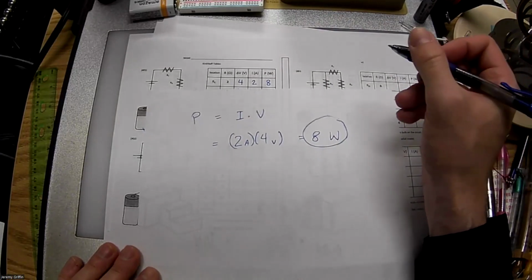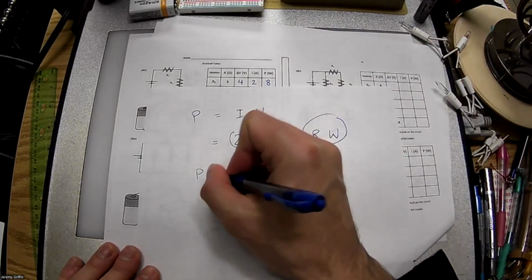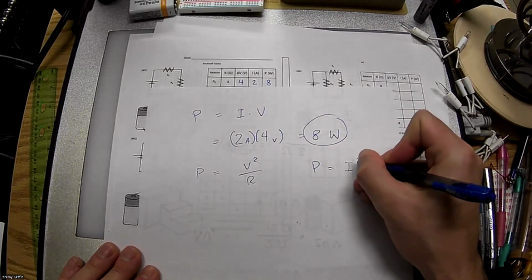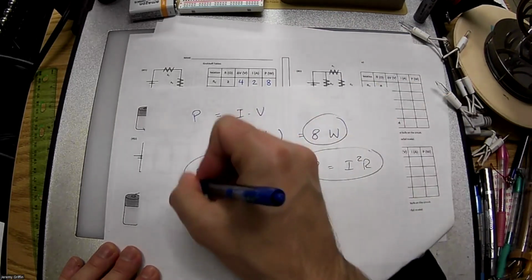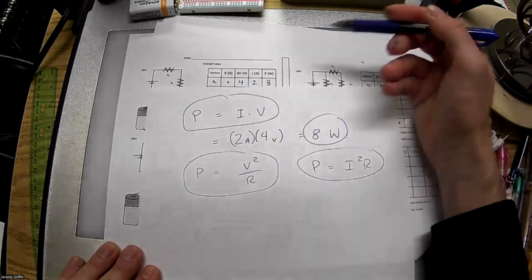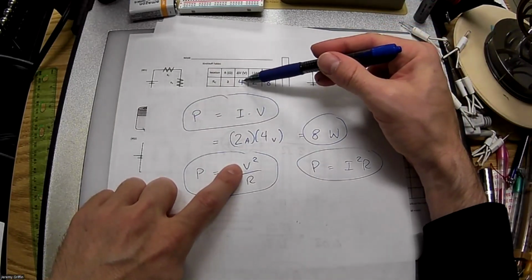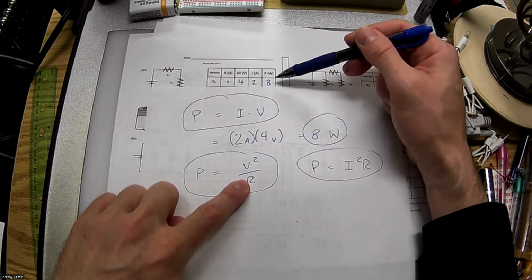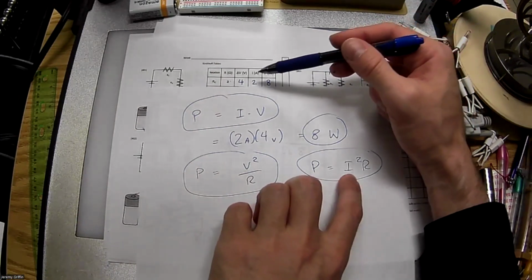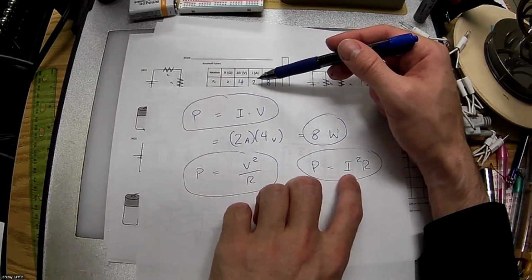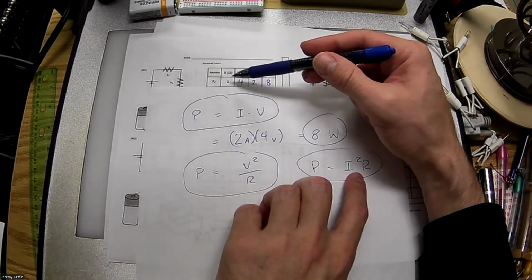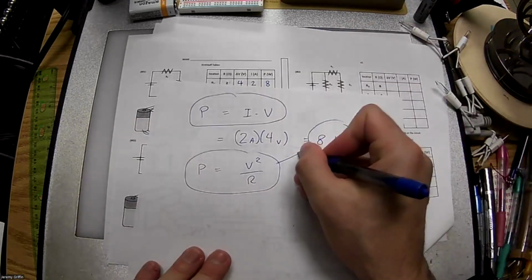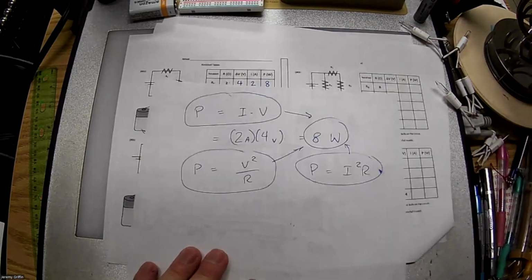Next one. Oh, before I go on, could power also be V squared over R, or power could be I squared times R? Those are the other 2 versions of Joule's law. Let's just see if that works out. Because what is 4 squared? 16 divided by 2 is also 8. Hey, it worked. What is 2 amps squared? It's 4 times 2. Hey, that's also 8 watts. So there you go. All these lead to 8 watts. 8 watts, 8 watts, 8 watts. Check, check, check. It's all the same thing.